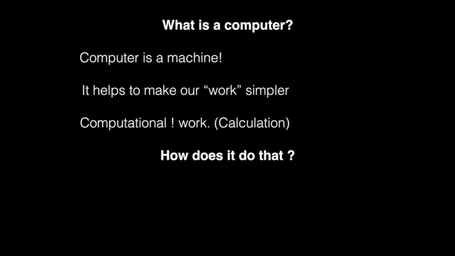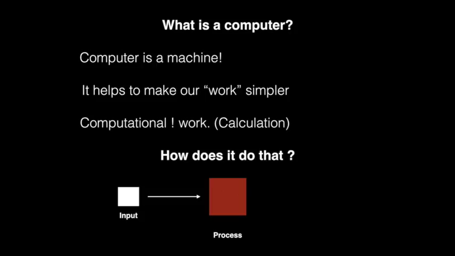So how does it do all that stuff? We're going to talk about all these things throughout the series. But for now, very basically, let's try to understand what a computer does. If we think of this red box as a computer, all it does is take some input, process it, and give us an output. To understand it more clearly, let's take another example.